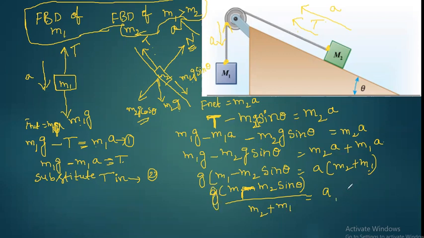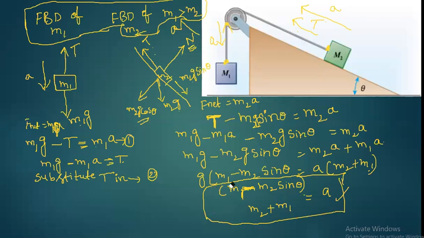This is our A value. Got it? So what is our A? Observe, come on. You observe A. G is equal to M1. Sorry, A is equal to G into M1 minus M2 sin theta by M2 plus M1.